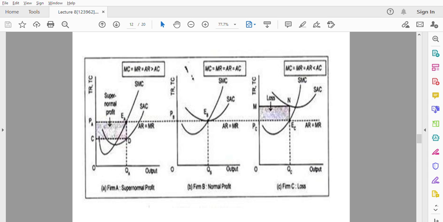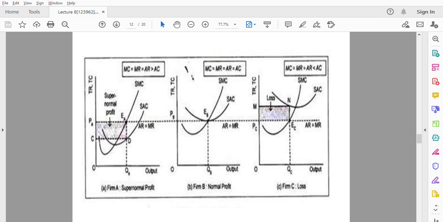Now, it is very easy for you to compare with the average revenue. The average revenue is the money you get when you sell one product. So it's very easy for you to compare average revenue and average cost. Average cost is also the cost you incur in producing one product. Now let's look at how to determine the type of profit on a curve.